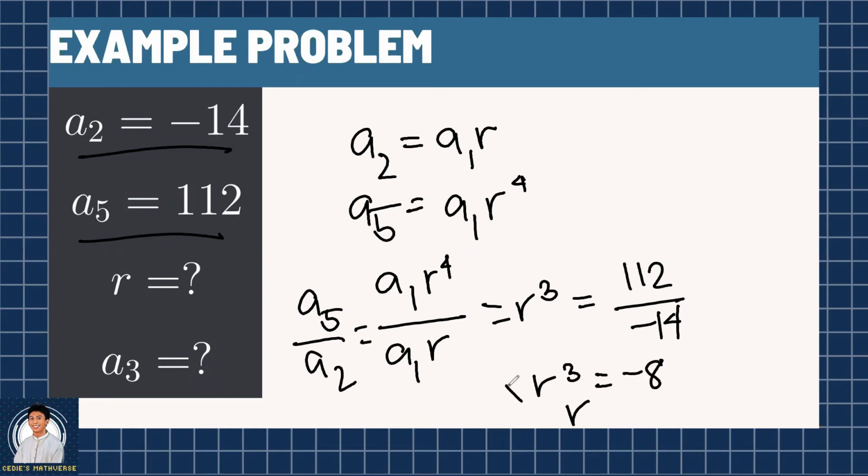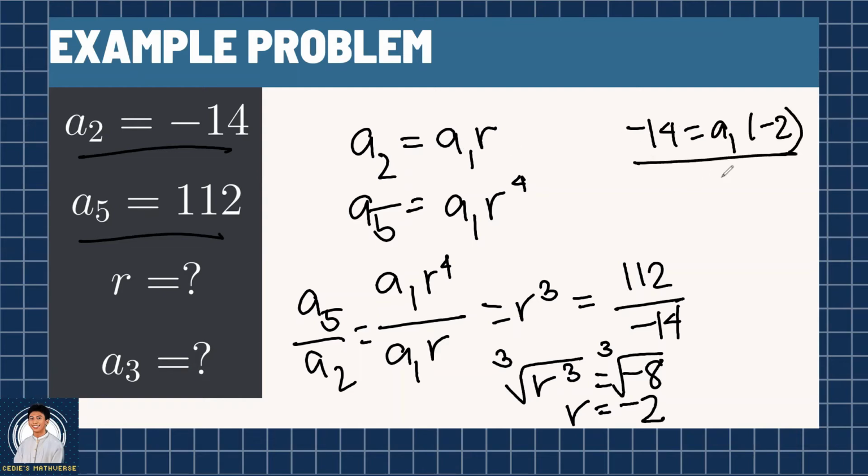And r is obtained by getting the cube root of both sides. So r equals negative 2. And that is how we get the common ratio. Then, we need to find a sub 1 as well. Negative 14 is equal to a sub 1 times negative 2. And dividing both sides by negative 2 gives us 7 equals a sub 1. So, this is the old school method of finding the common ratio, wherein there is no generalized formula, at least in the textbooks.